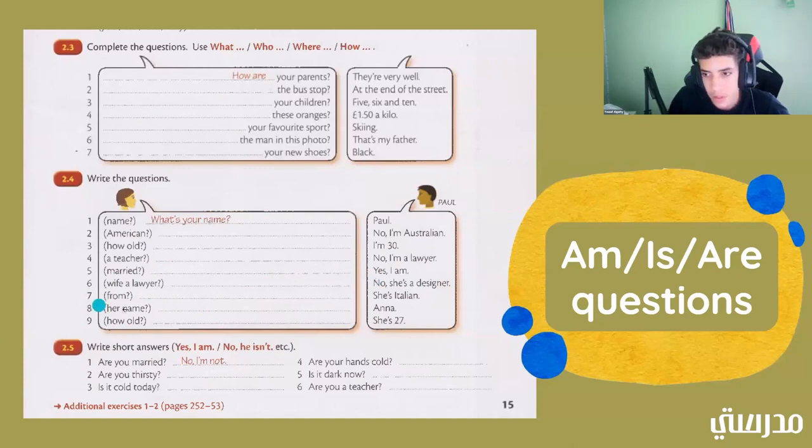Okay. So then we have from. So let me give you a hint. This is asking where his wife is from. So this is, where is she from? Good job. And then he says, she's Italian. And now it says her name. So how would we make a question out of this one? What is her name? All right, good job. And he says Anna. Okay. And then she says, how old? How old is she? And then it would be, she's 27. Okay, good job.